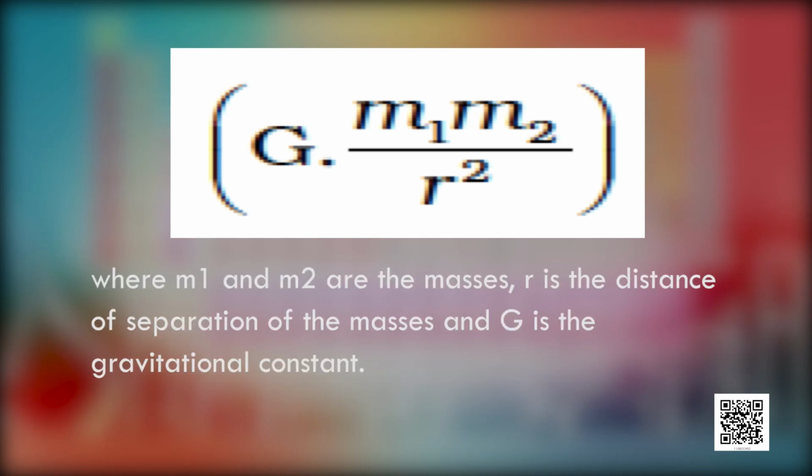divided by r squared, where m1 and m2 are the masses of the two objects which are attracting each other by gravitational force, and r is the distance of separation of the two masses. G is the gravitational constant. So, my dear students, you must have learnt in your physics class about Newton's laws of motion. Classical mechanics draws from Newton's laws of motion, and it is applicable to macroscopic objects.